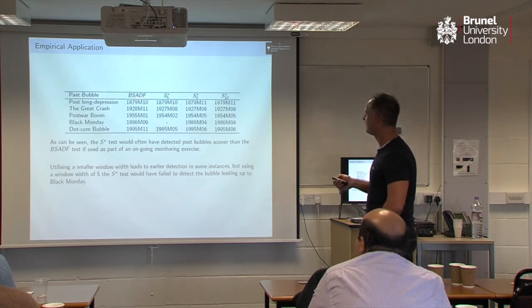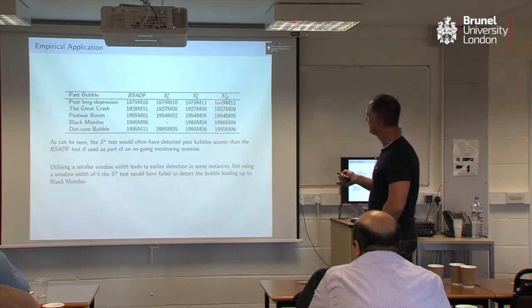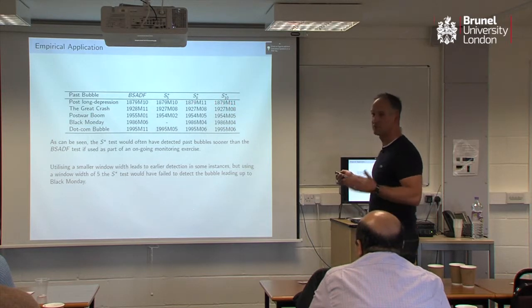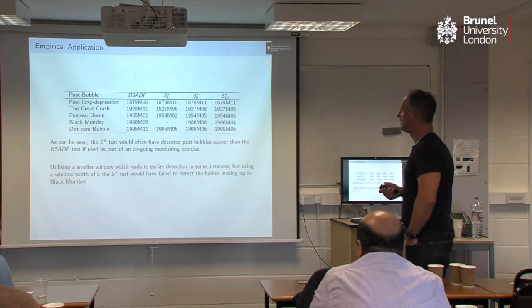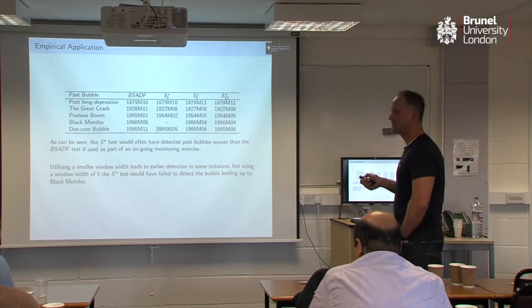And this is what happens. BSADF, for example, in the post-long depression, picks up 1879 month 10. Now the S5 picks up the same, and you can see here that the S8 and S10 are a little bit slower to pick it up, one month slower. I don't know why that is. Maybe it's because there's some size distortion in the ADF. That could be the reason.